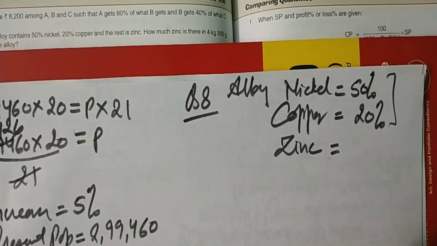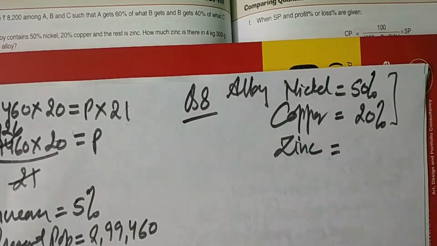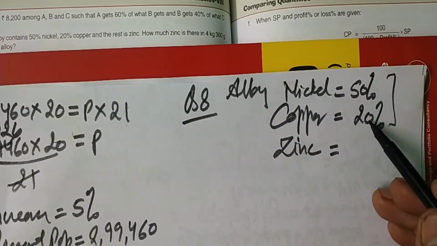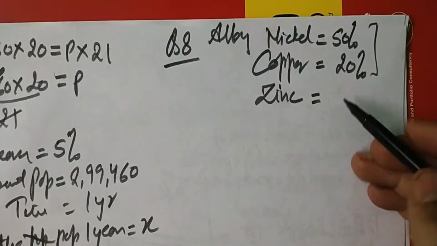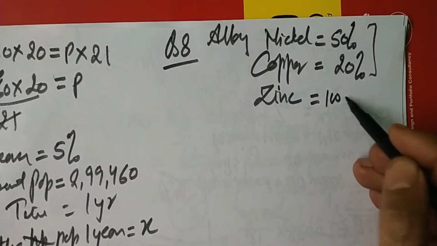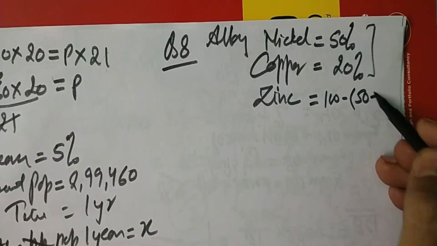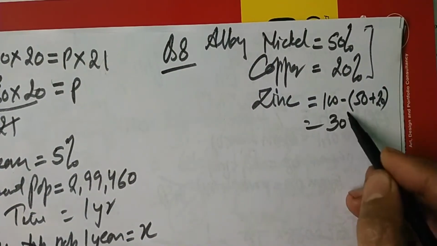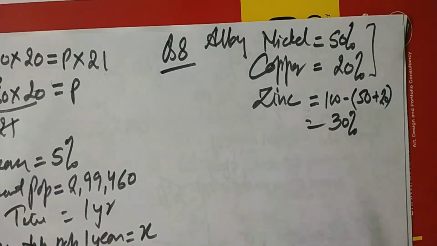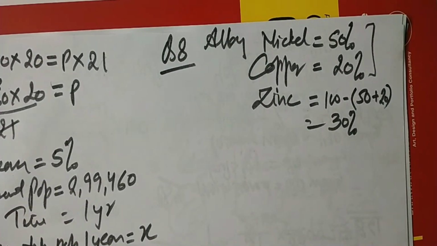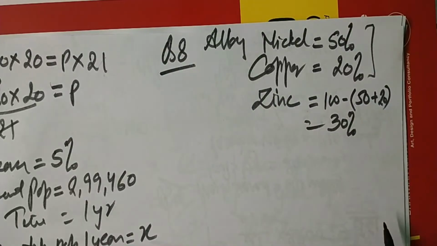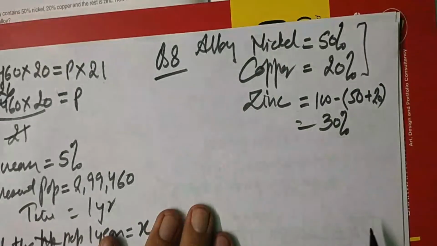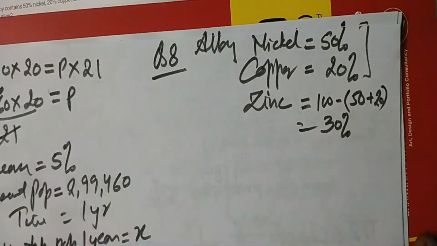Total, subtract from 100. Zinc is not given in the question. How much is the zinc? Zinc will be 50 plus 20 subtracted from 100. So 100 minus 50 plus 20, 100 minus 70 will become 30%. It means zinc is 30%. How much zinc is there in 4 kg 300 grams of the alloy?